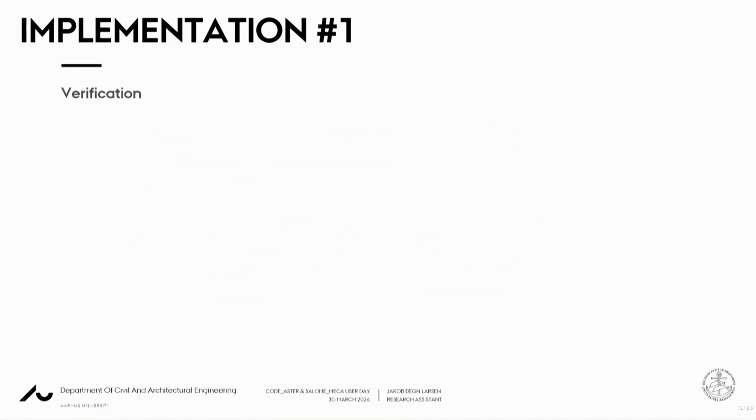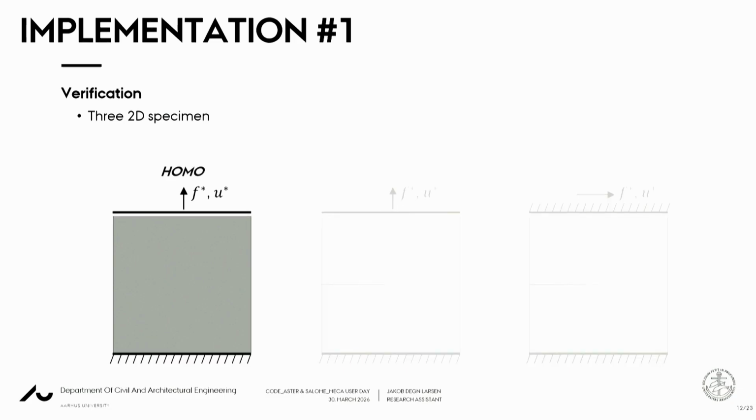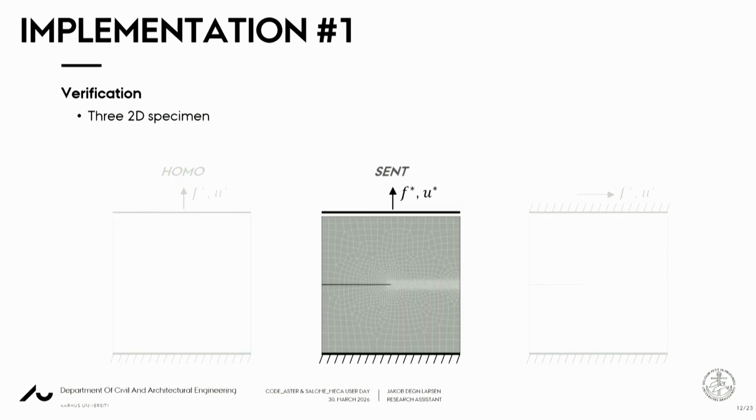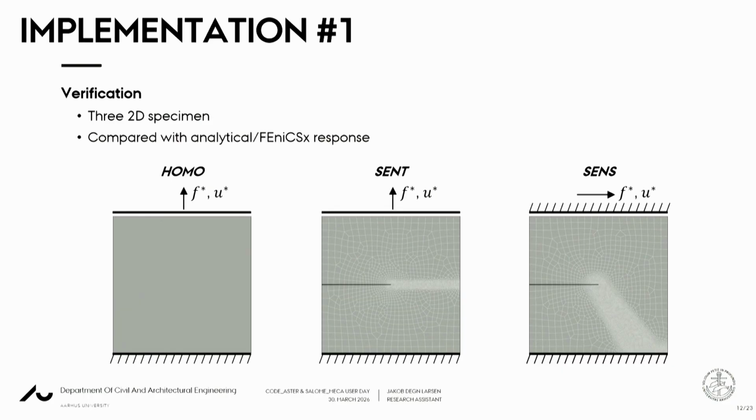So let's look at some results. I have 3 test cases today. A homogeneous specimen, which is basically a single finite element, which we can then compare to an analytical solution. Then we have a notched specimen subjected to tension, and then we have a notched specimen subjected to shear as well. And for the tension and shear specimens, we also compare the results to Phoenix.